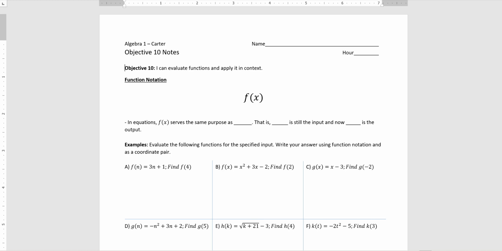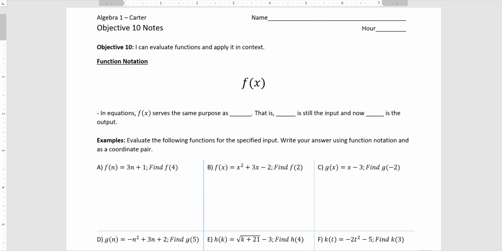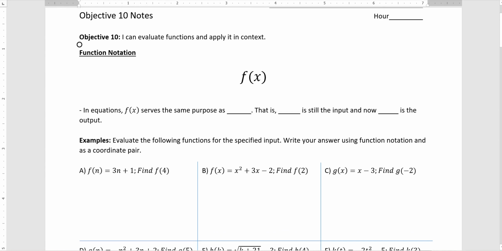Now, Objective 10 says I can evaluate functions and apply it in context. This is one of the most important skills we're going to get in Algebra 1. It's the ability to use function notation, understand what it's saying. I'm excited to dive into it today. So let's start by defining what function notation is.